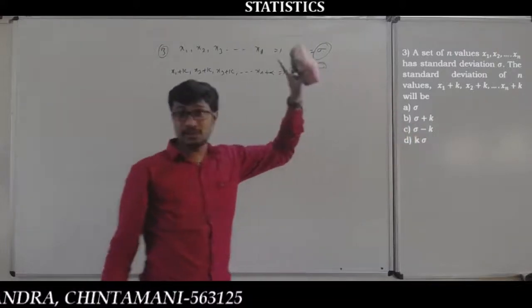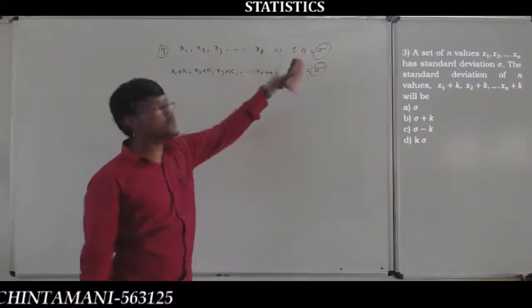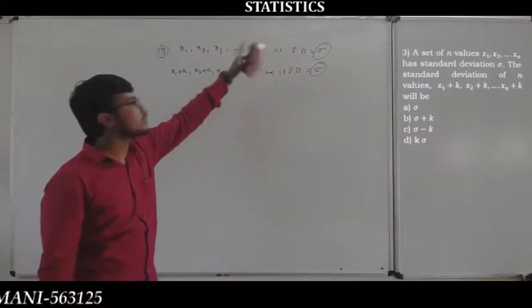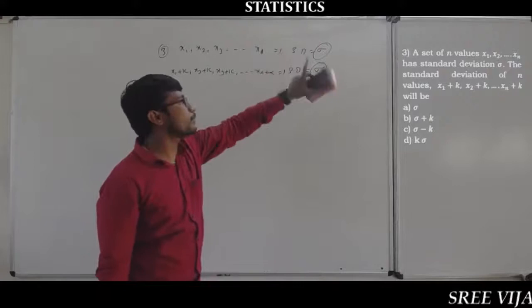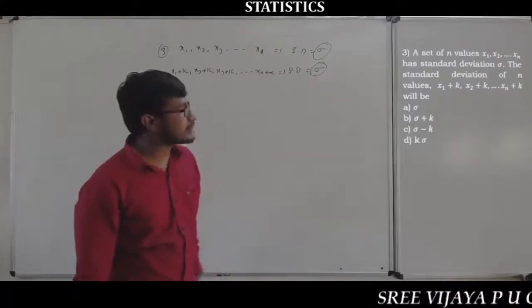I already explained the time saving results, right? For each observation, you can add a fixed number. The standard deviation is the same as the standard deviation of the given observations. So you get both as sigma only. So the option is A.